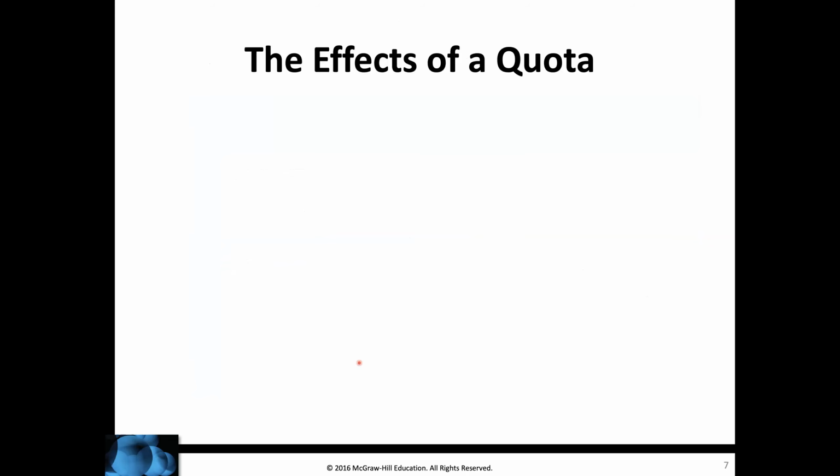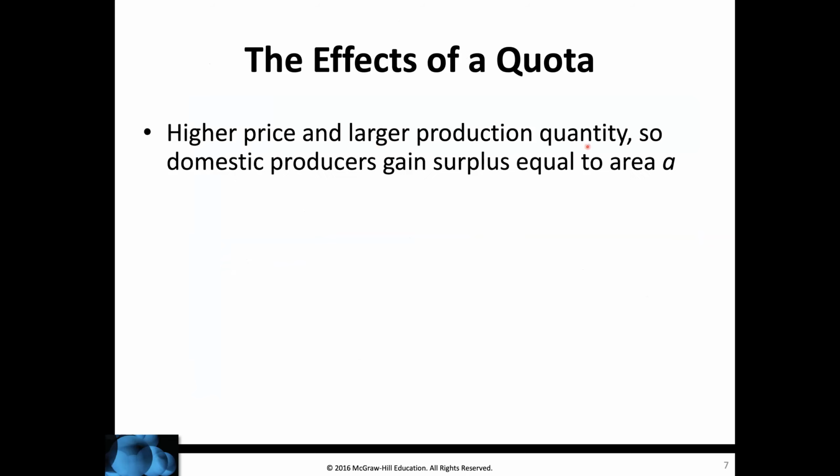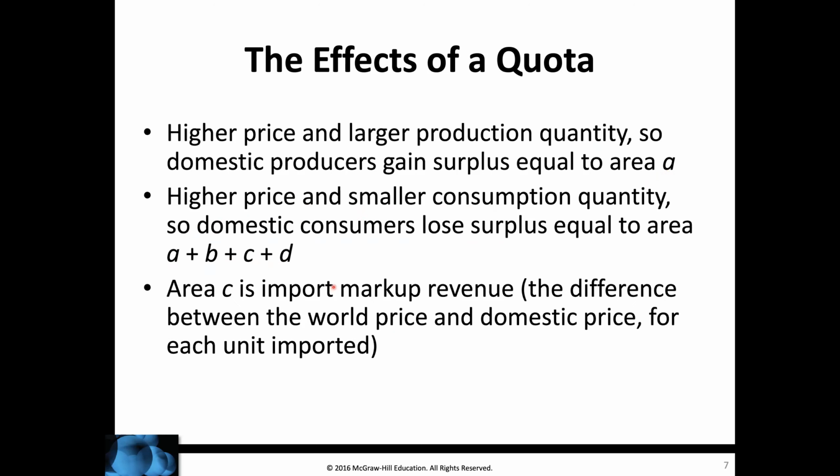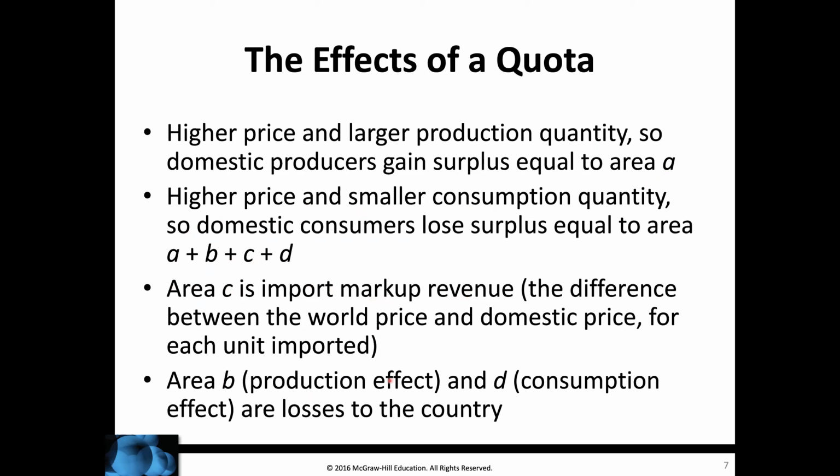So what are the effects of a quota? Higher price and larger production quantity. So domestic producers gain surplus equal to area A, as we saw. A higher price and smaller consumption quantity in the US, so domestic consumers lose surplus equal to area A, B, C, and D, as we discussed. So area C is the import markup revenue, the difference between the world price and the domestic price for each unit imported. And that was as a result of the quota. So area B and D are losses to the country, as I just mentioned.